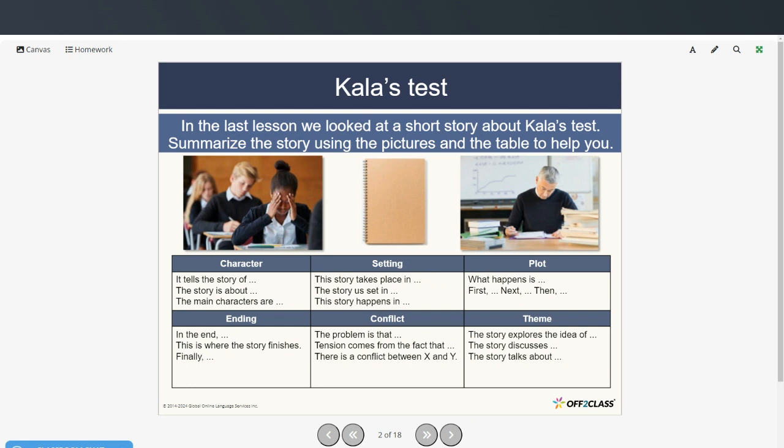So in the last lesson we looked at a short story about Kayla's test. If you can think back, remember, and summarize that story using the pictures and the table to help you. So just write a short summary discussing the characters, the setting, plot, the conflict, the theme, and the ending.